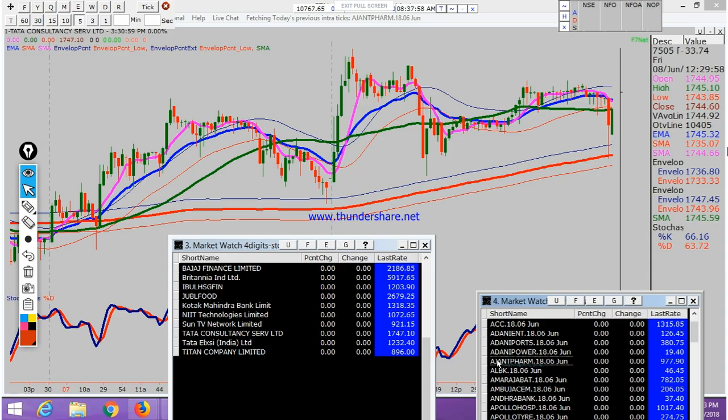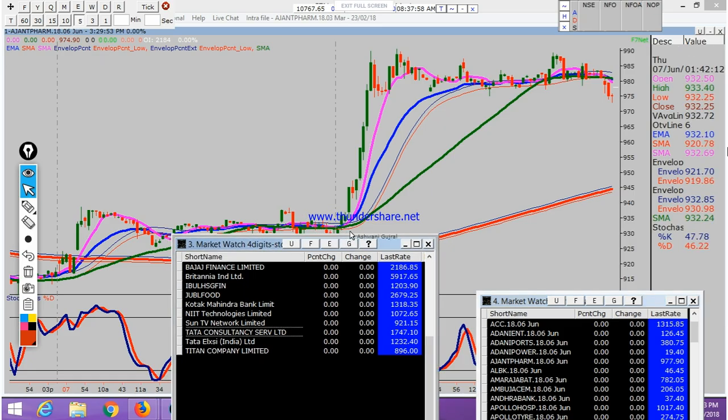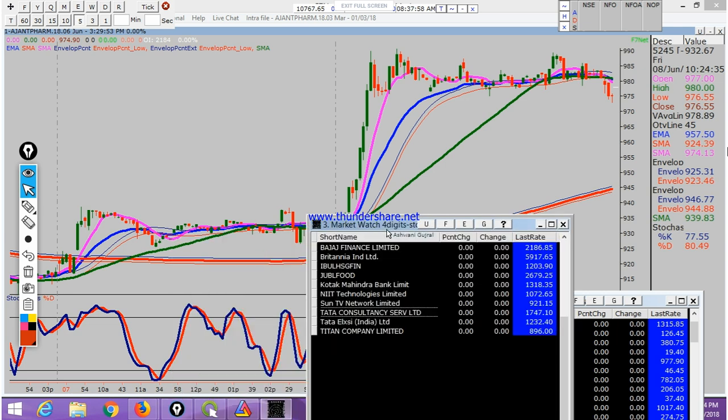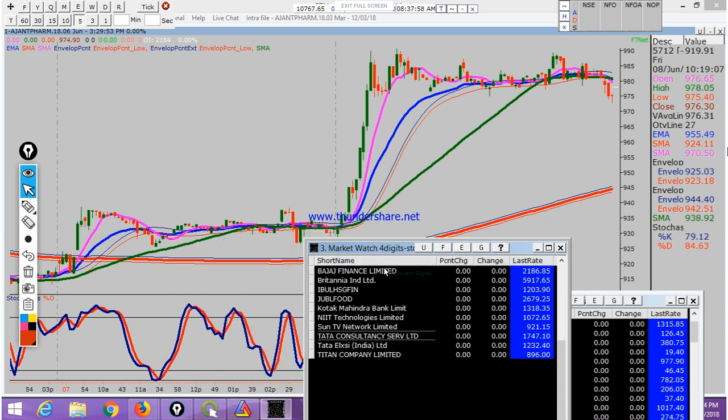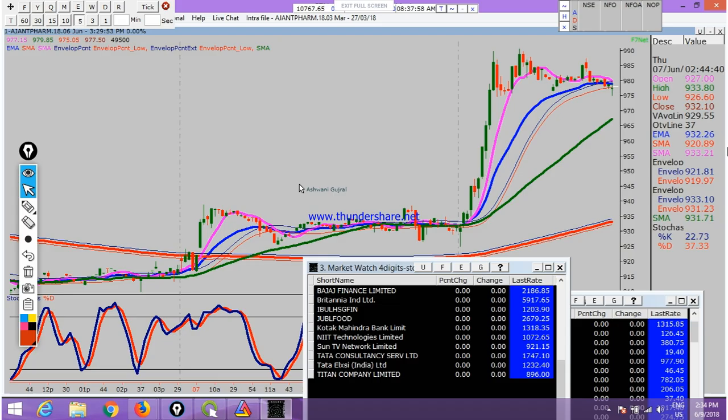Often people latch on to one stock like Ajanta Pharma. Friday it went up, but for many days it was coming down. So when you have stocks in a big downtrend, they make for great intraday trades also.